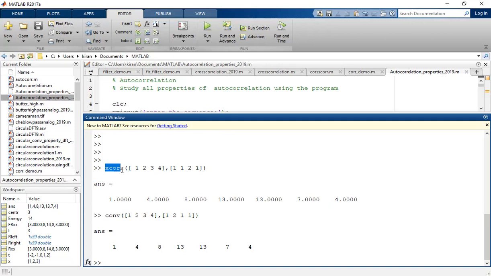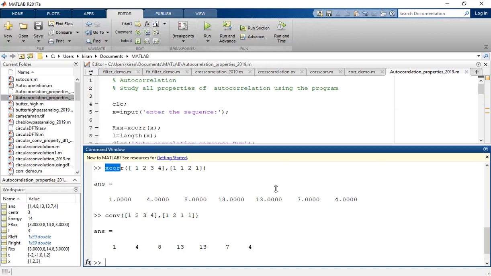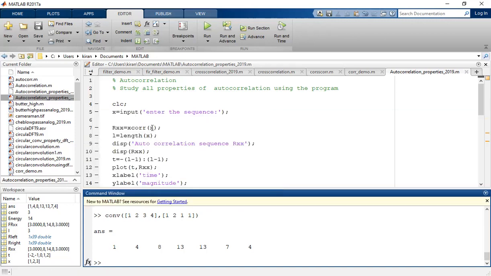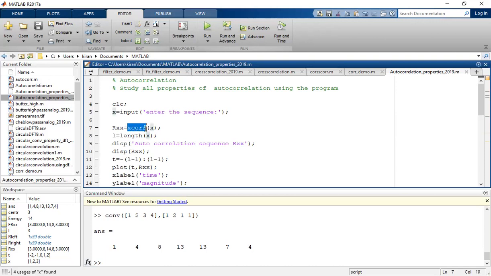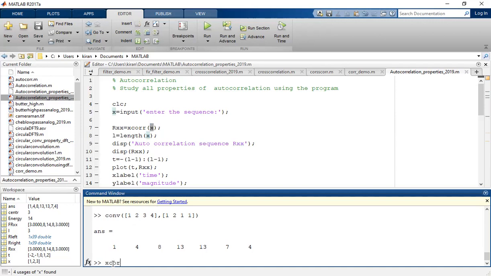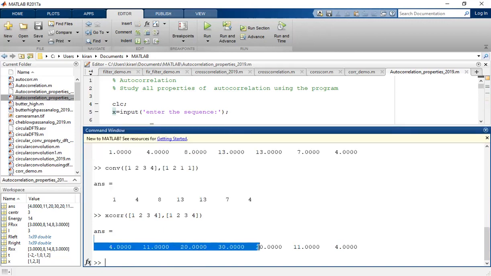So what is an autocorrelation, by the way? Autocorrelation is a special case where both the operands are the same. In this cross correlation command, if I give only one operand, it will correlate the thing with itself. So let me use XCORR, and now I will give the same sequence, 1, 2, 3, 4, along with the second sequence also 1, 2, 3, 4. There I get an answer: 4, 11, 20. So this is 1, 2, 3, 4 correlated with 1, 2, 3, 4.